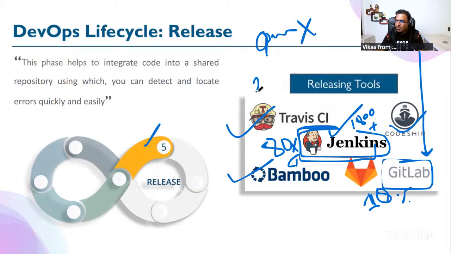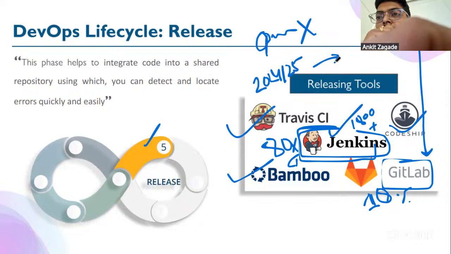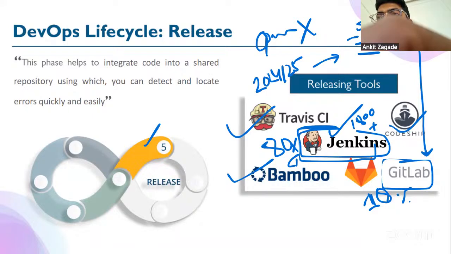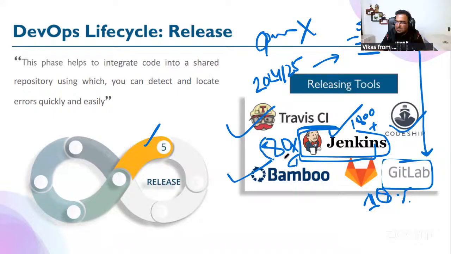There may be chances. I'm talking about this tool in 2024, 2025. There are so many new tools like Argo CD, CI tools, CD tools. So many tools are there, but the consistency is only 5 to 10%. I am talking here about 80% of companies.